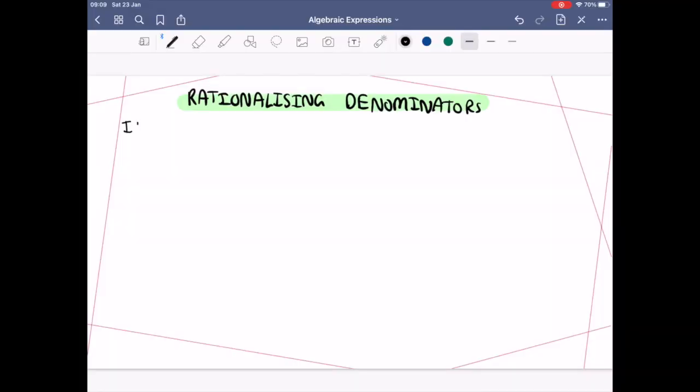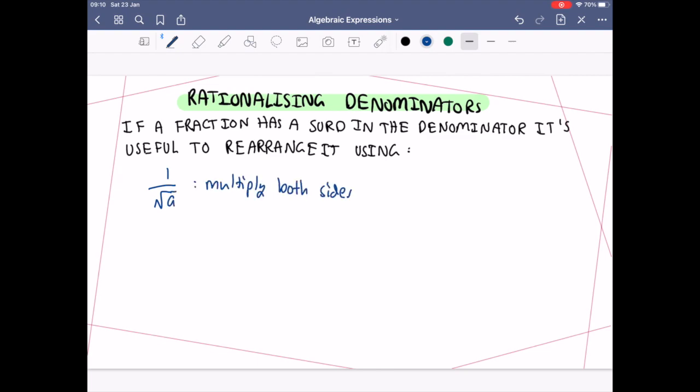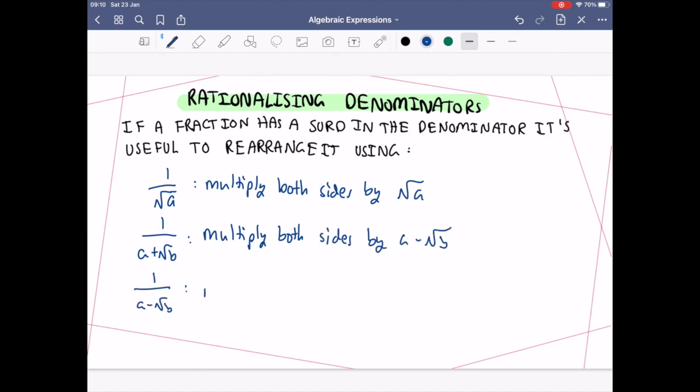Moving on finally to rationalizing denominators. So if a fraction has a surd in the denominator, it's useful to rearrange it using the following rules. Here there's essentially 3 rules or methods to manipulate these irrational denominators. So we have 1 over the square root of a. We multiply both sides, meaning the numerator and the denominator, by the square root of a. If we have 1 over a plus square root of b, we multiply both by a minus the square root of b. And if we have 1 over a minus square root of b, we multiply by a plus the square root of b.